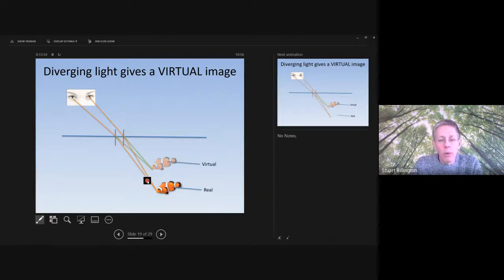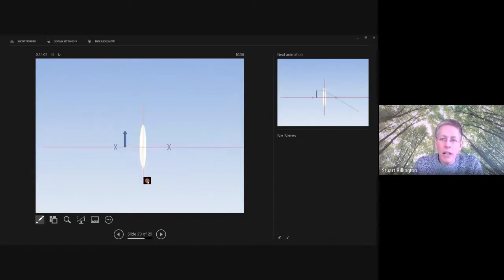Well, we're going to end up with a virtual image instead of a real image. A virtual image is of an object that appears to be somewhere where it isn't. So let's have a little look at how that works on our diagram. So if we place a screen over here, we're not going to get anything apart from just a general brightness of light.